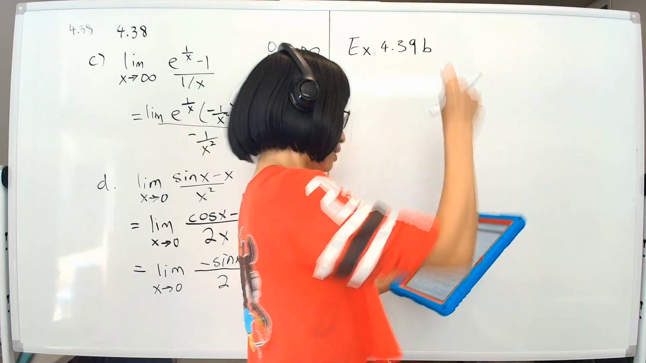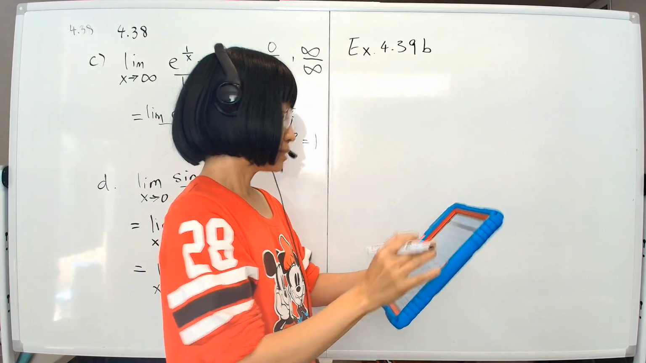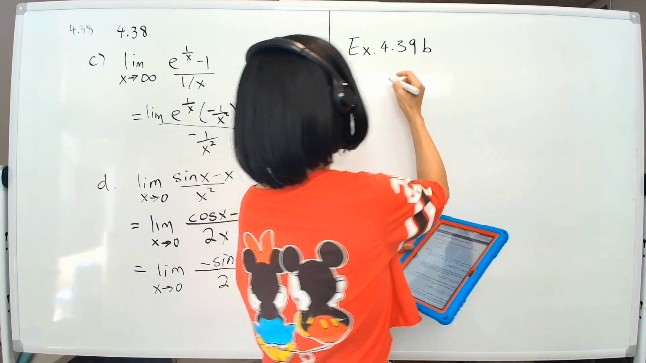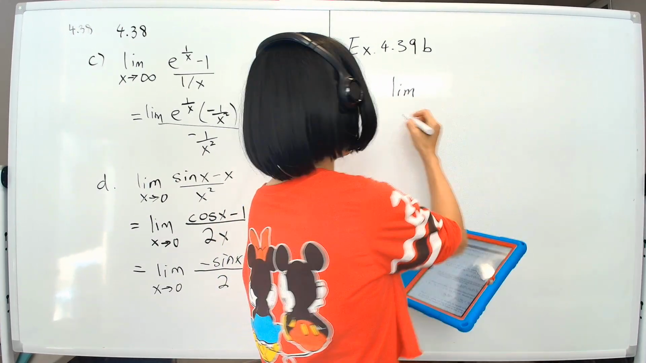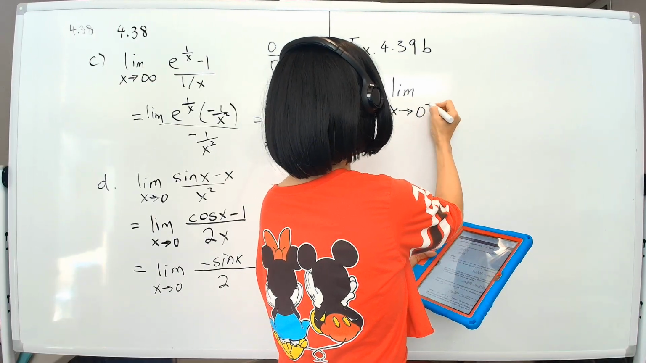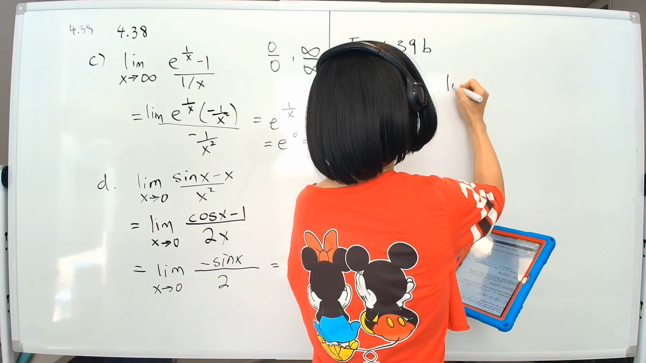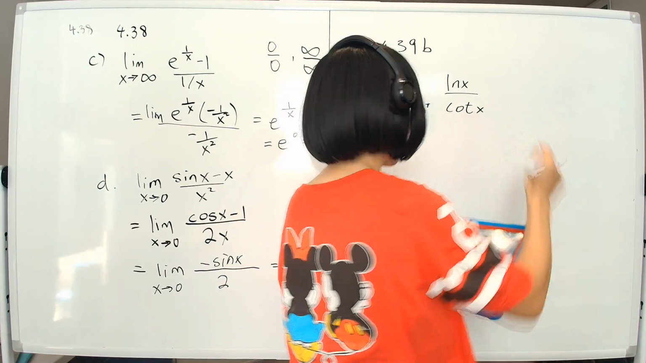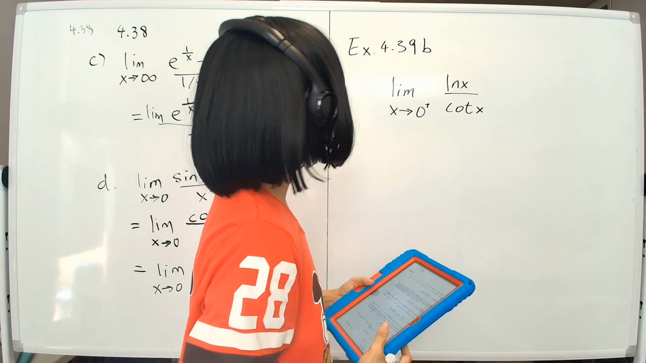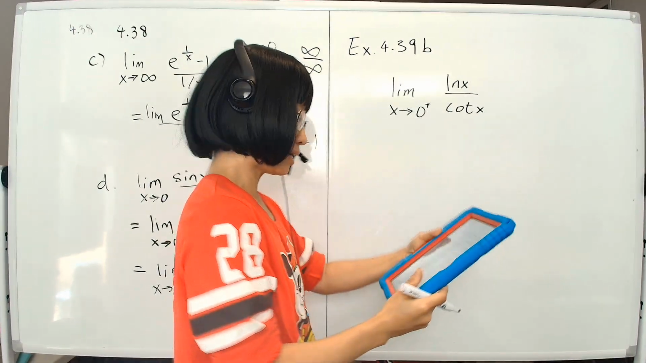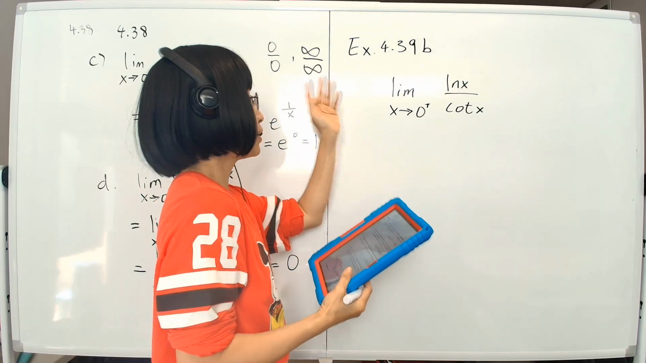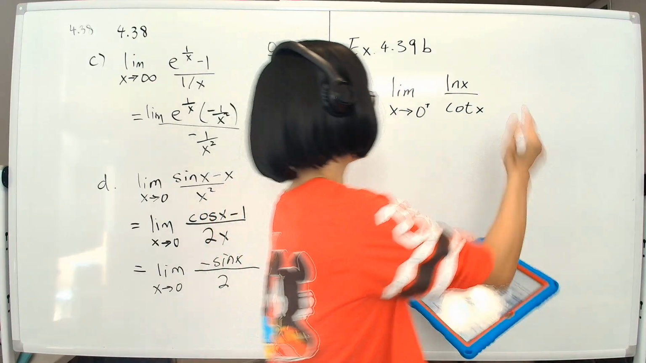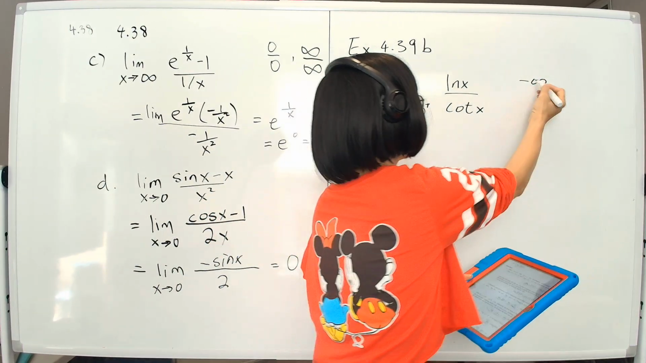Example 4.39b says: now we have the limit as x approaches 0 from the plus side of natural log of x over cotangent of x. First, we check to see if it fits the criteria of L'Hopital's rule. As x approaches 0 from the plus side, the natural log dives down to become negative infinity.